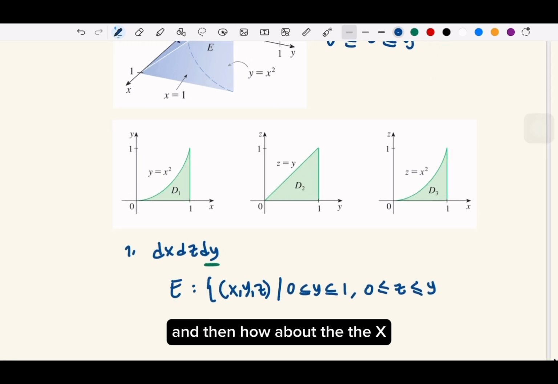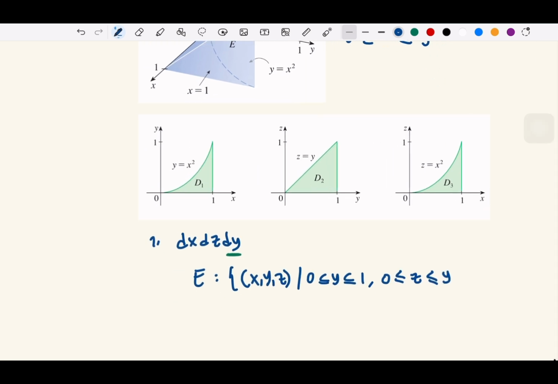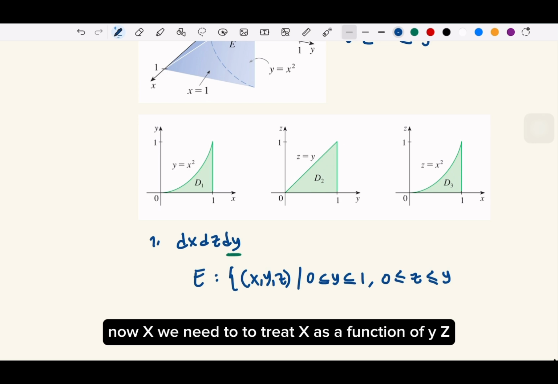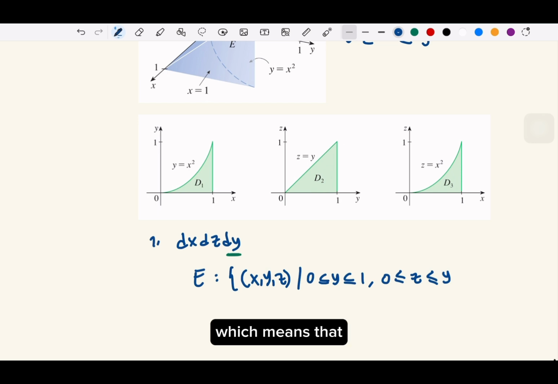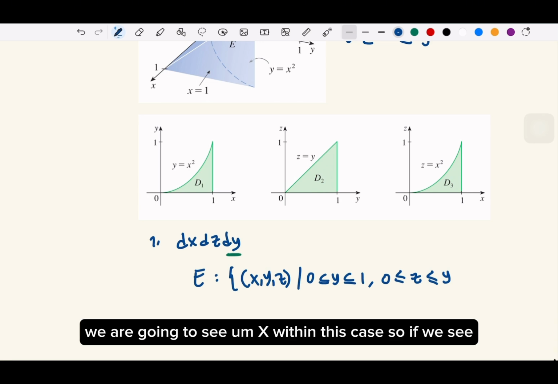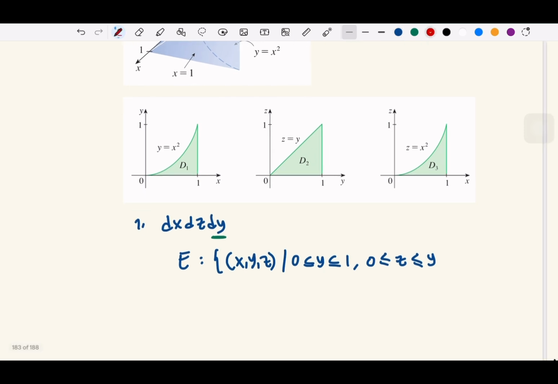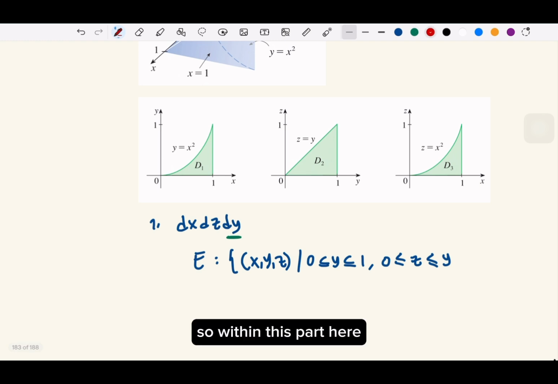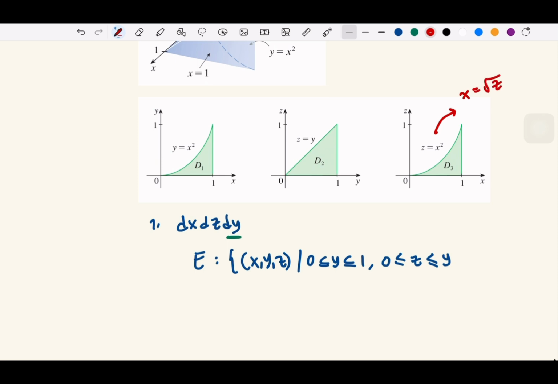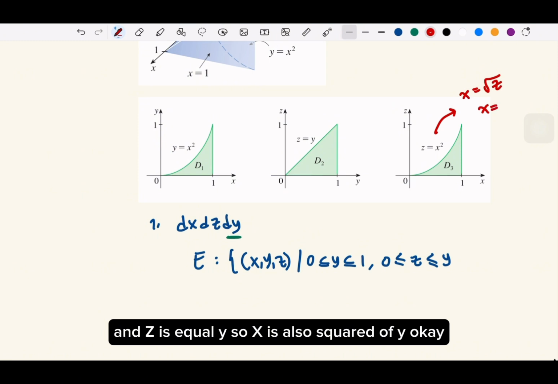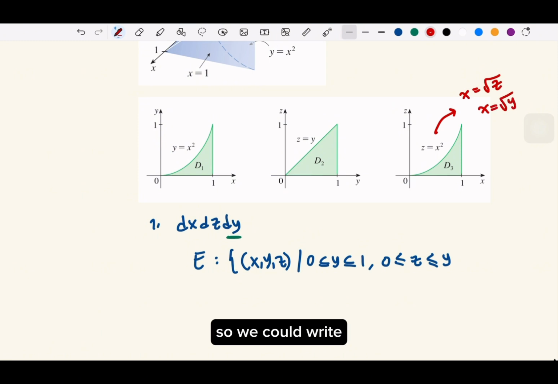And then, how about the x? Now x, we need to treat x as a function of y and z, which means that we are going to see x within this case. So within this part here, x is actually square root of z. And z is equal to y, so x is also square root of y.